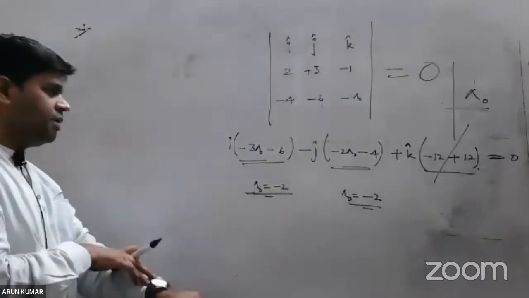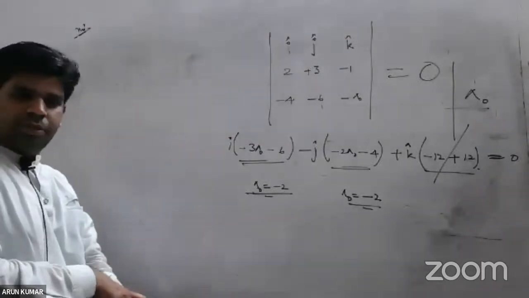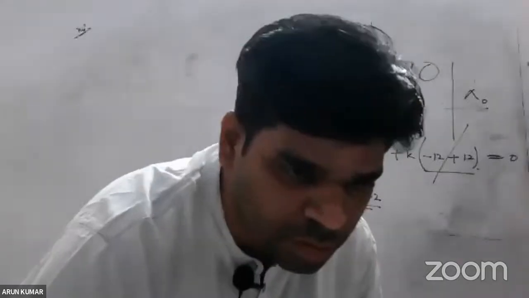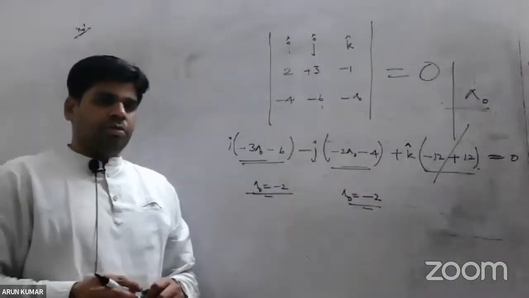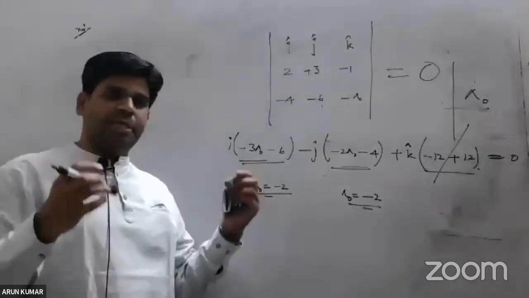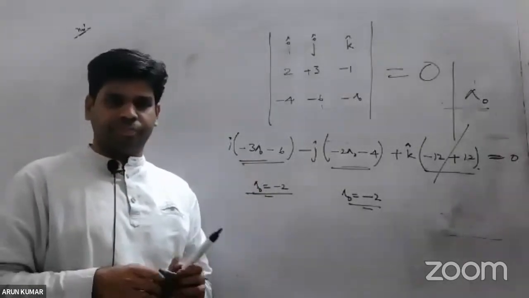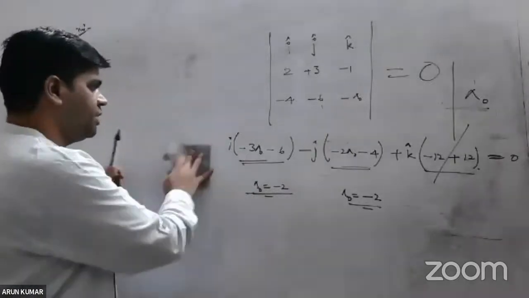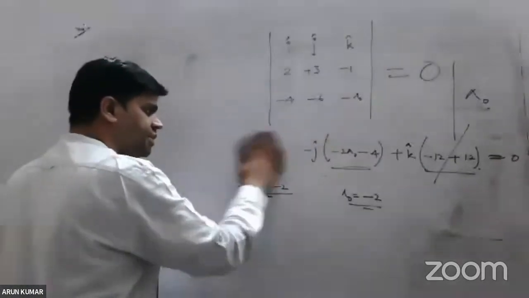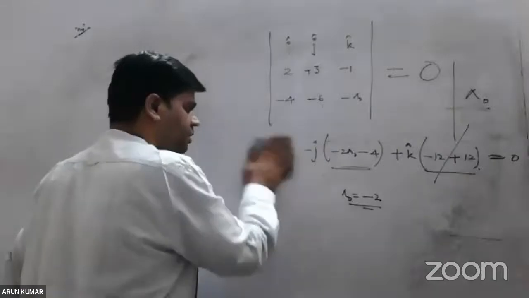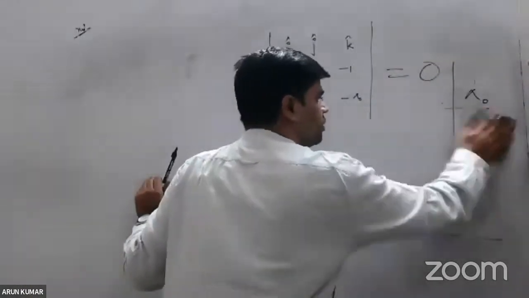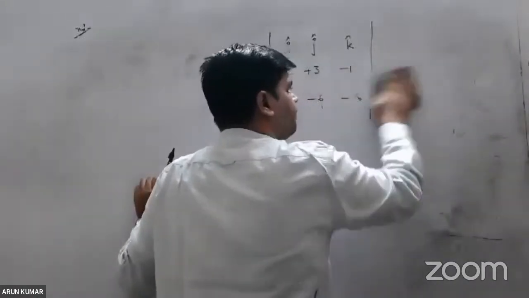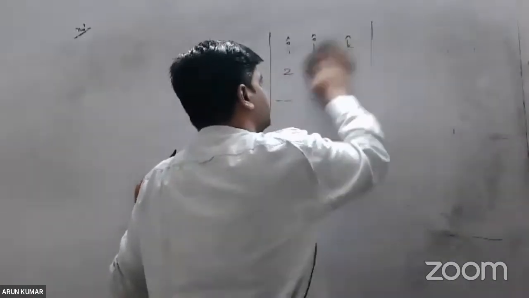Okay. Now, is that clear, students? So, if they are parallel, I take the cross product to be 0. If they are perpendicular, I take the dot product to be 0. All right. Is the cross product clear? Is it clear? Yes, sir.